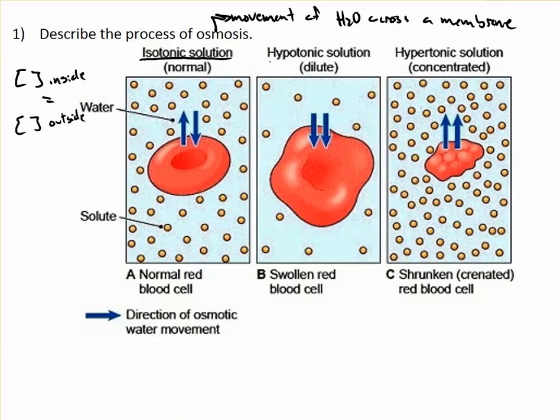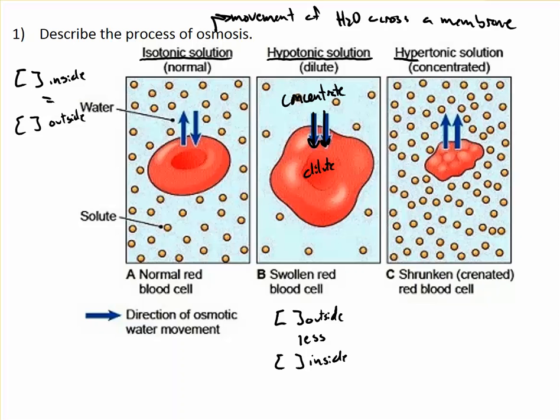The second situation to consider is a hypotonic solution. This is where the concentration outside the cell is much less than the concentration inside the cell. What's going to happen here is water is going to flow into the cell in an attempt to dilute the cell and in an attempt to concentrate the outside solution. The net effect of that is the cell is going to swell up and there'll be a net movement of water in.